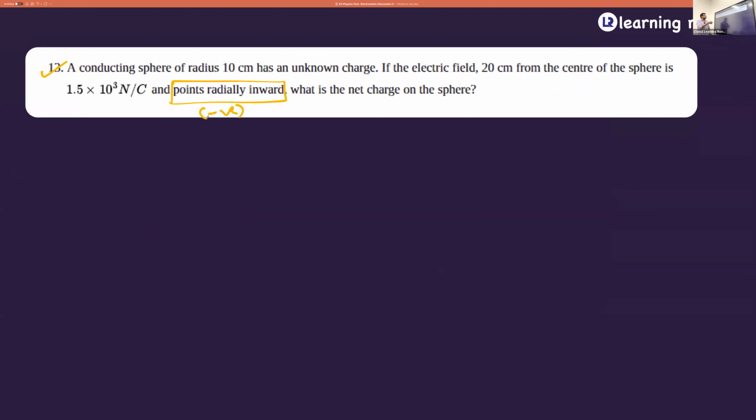So basically, what is the electric field due to a conducting sphere at a distance r from it? Q divided by 4 pi epsilon naught r square is equal to the electric field. So what is the value of Q? That's what we need to find. So 1 by 4 pi epsilon naught is 9 into 10 power 9 into Q divided by, what is the value of r I need to take? This is where I need to be careful. One is 10 centimeter, other is 20. Which one should I take? Should I take 10 or 20?